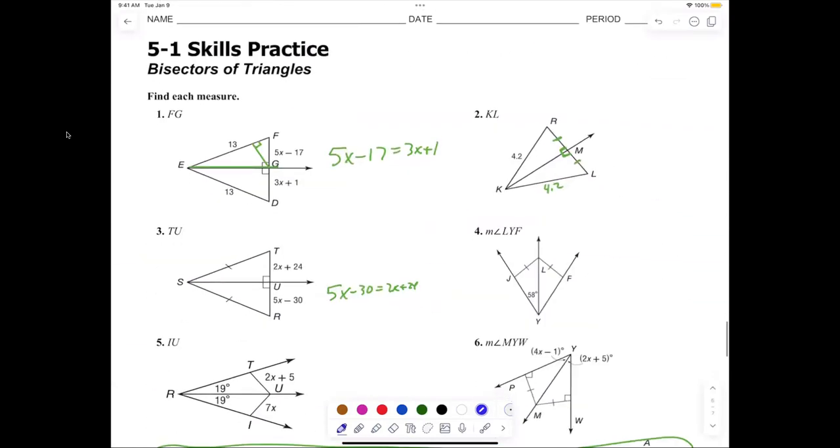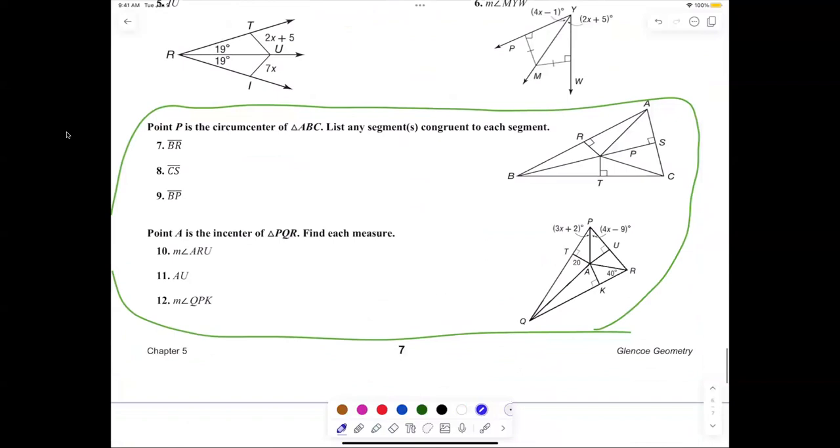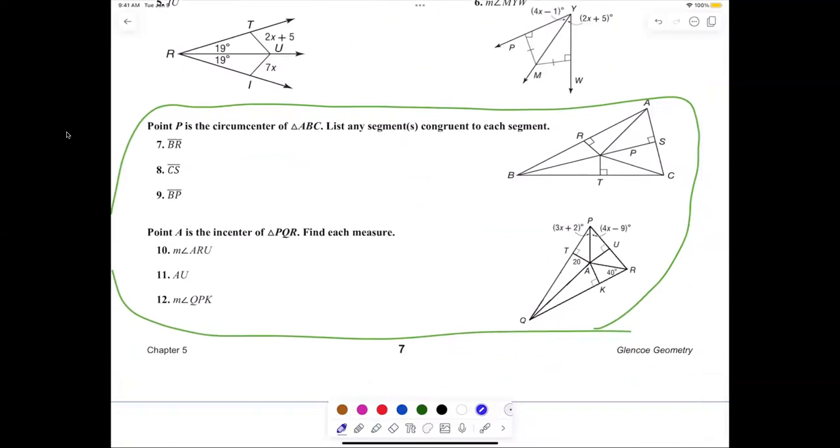All right, let's go down. We kind of talked about this. Let's look up here. Circumcenter. So BR is congruent to what? AR. Come on, everybody. This is where you're making the difference in your grade. Participate. If you don't know, speak up. BR is congruent again to what? AR. CS is congruent to. Now, BP is congruent to.